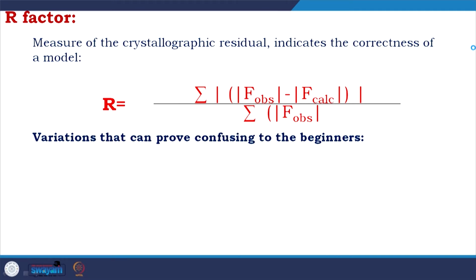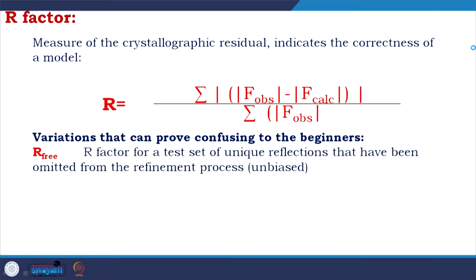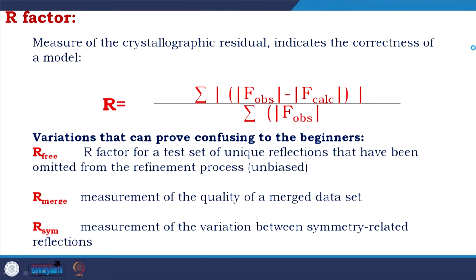A variation that can prove confusing to beginners is R free, but you should not be confused because I talked about it: the R factor for a test set of unique reflections that have been omitted from the refinement process to make it unbiased. There are two other R factors, R merge and R sim. R merge is the measurement of the quality of a merged data set when you are merging multiple data sets. R sim is the measurement of the variation between symmetry related reflections. Sometimes symmetry related reflections help us do less work.